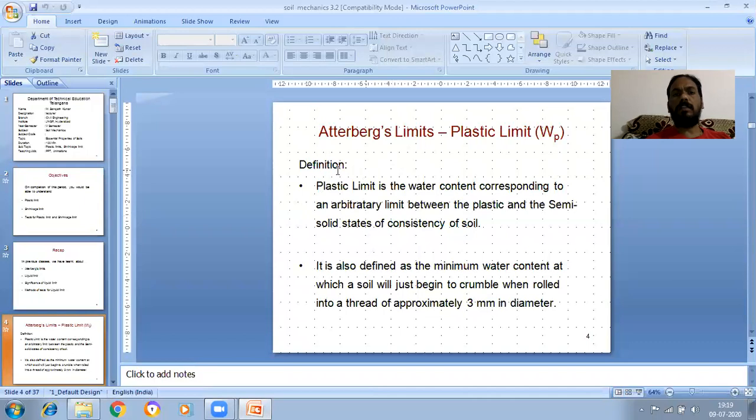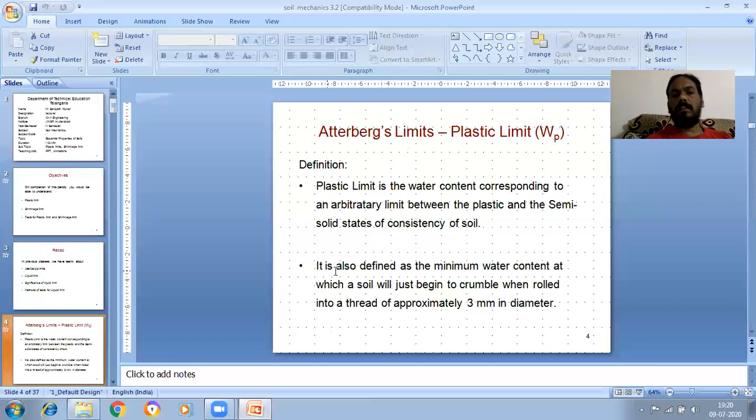So what is plastic limit? Just now we said plastic limit is the water content corresponding to an arbitrary limit between the plastic and the semi-solid states of consistency of soil. It is the boundary water content between the plastic state and semi-solid state. That boundary point is known as the plastic limit.